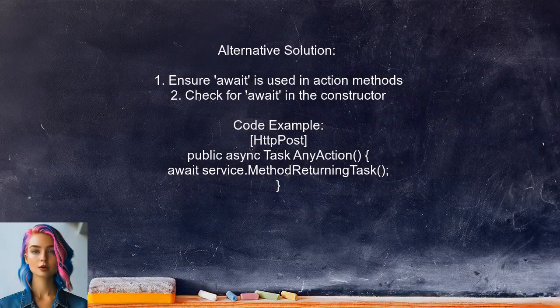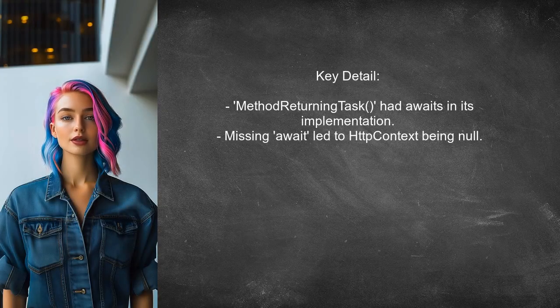An alternative solution shared by another user highlights the importance of using await in your action methods. They found that forgetting to include await at the beginning of the stack caused the HTTP context to be null. They explained that the method returning a task contained awaits, and without the initial await, the HttpContextAccessor's HttpContext property became null.